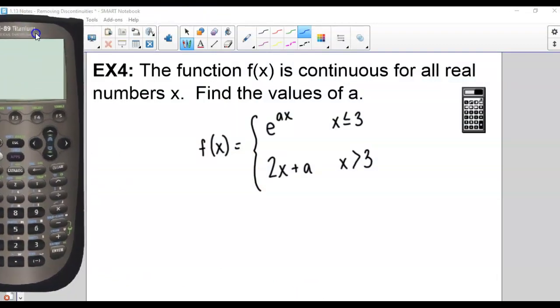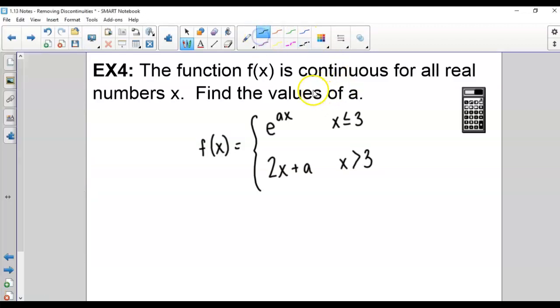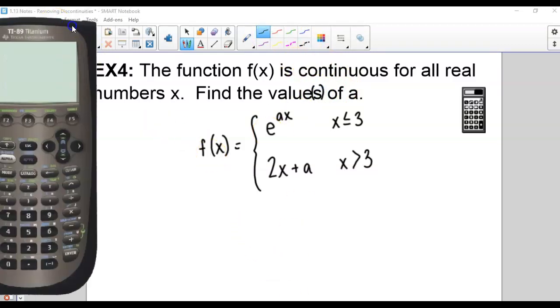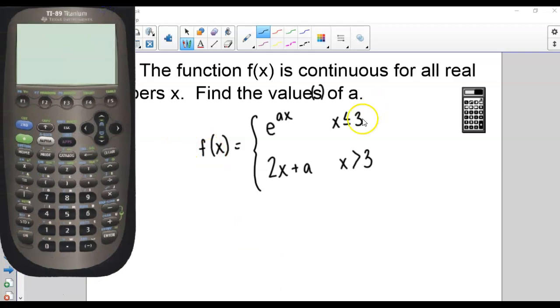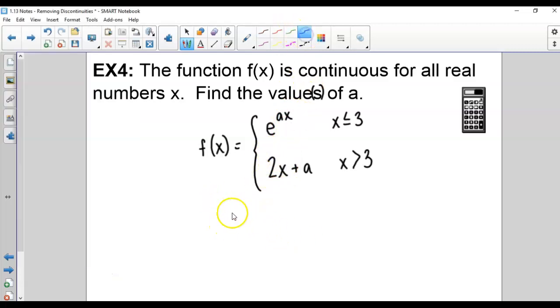All right, so this tells us the function is continuous for all real numbers. That should say find the values, possibly only one, possibly more, of a. So, in this particular case, x is 3 is the place where these two are going to come together. So I would plug 3 into both of these equations and set them equal to each other. So I would have e to the a times 3, which I'm going to write 3a, has to equal 2 times 3 plus a.